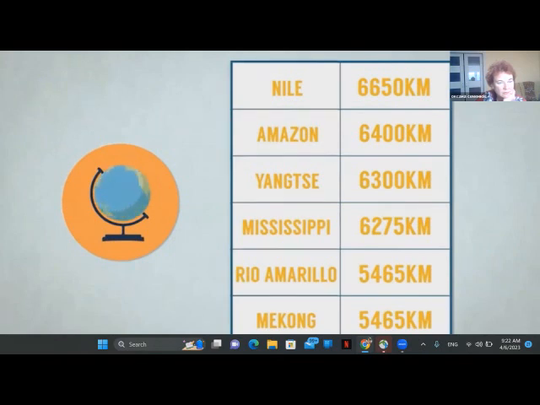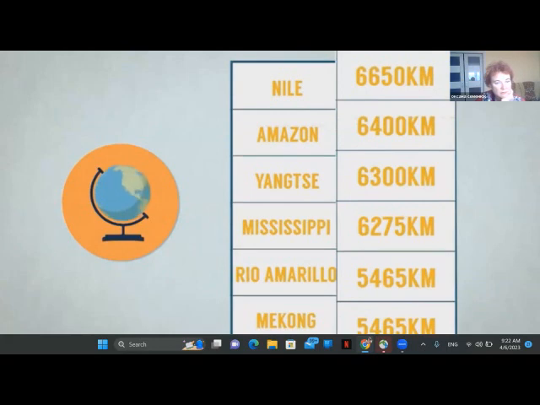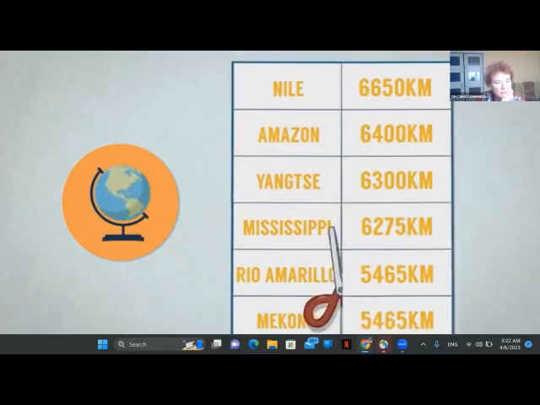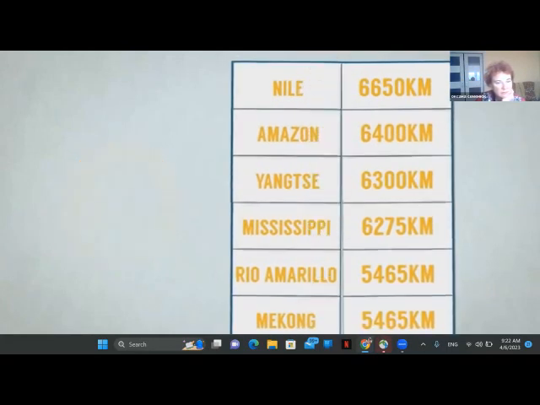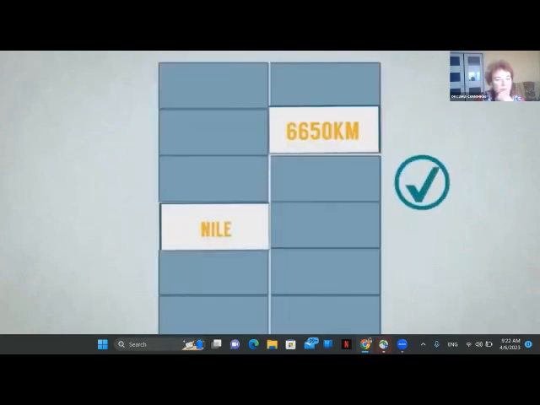Imagine you're teaching a geography class on rivers. You must write the name of the rivers in the left-hand column and the length in the right-hand column. Then cut them up and shuffle them. Remember, you can create memory cards for any subject.